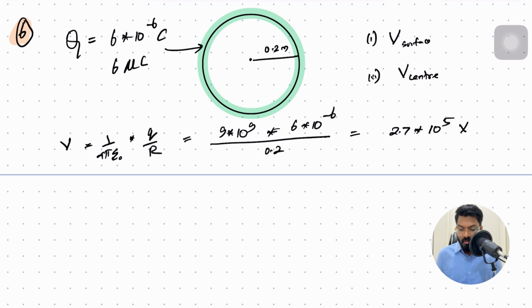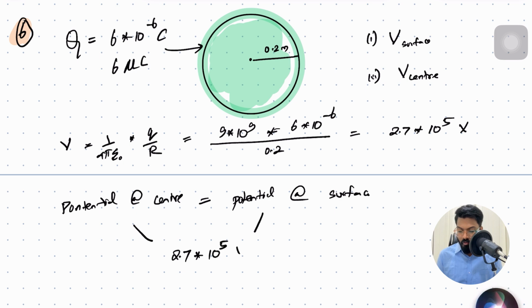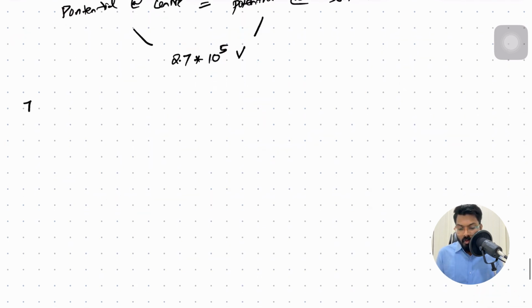However, we also saw already the potential at center is equal to the potential at surface. So it is the same thing actually inside as well. As a result, potential at surface and potential at the center are both equal to 2.7 into 10 to the power 5 volt. Let us go for the next question.